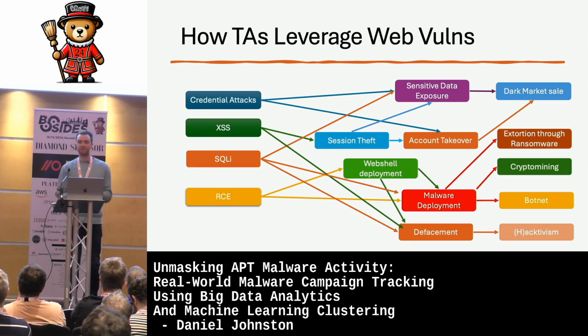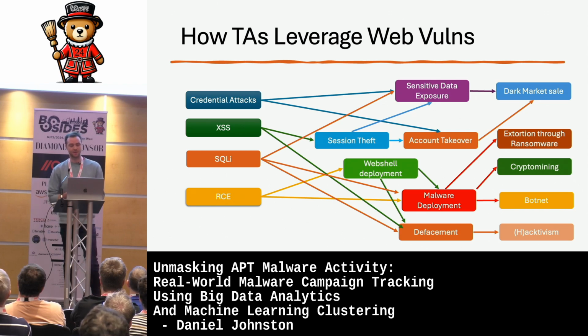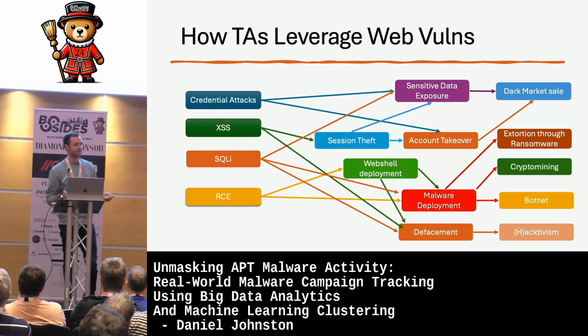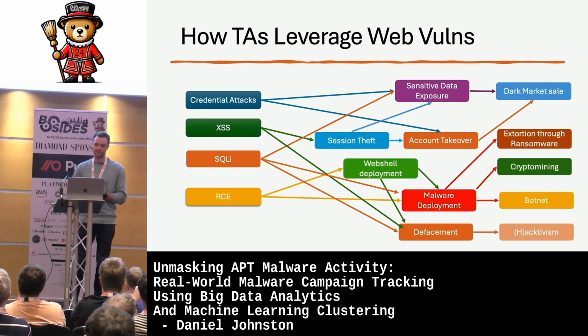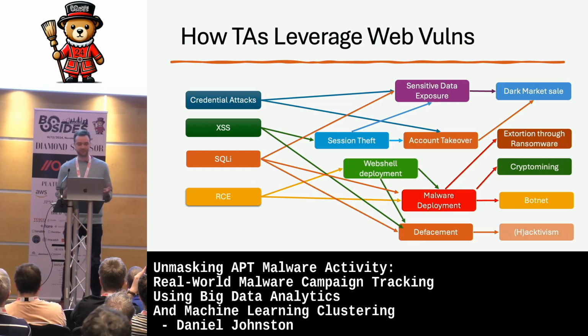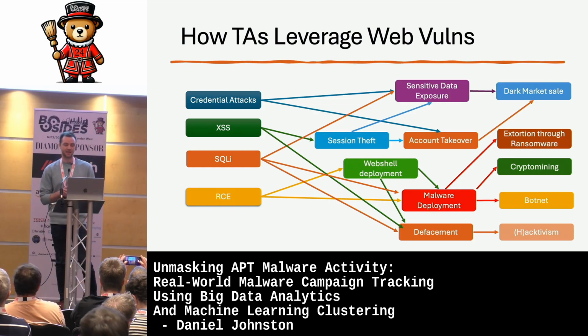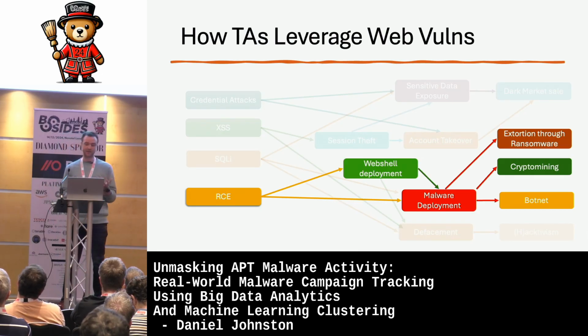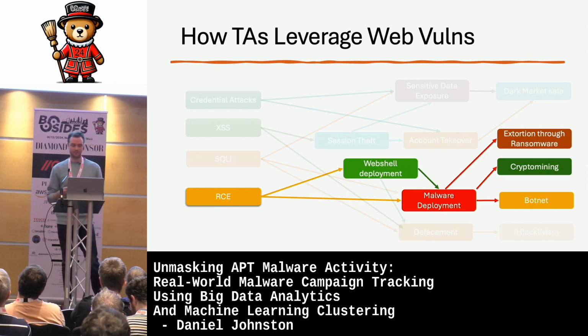So I want to talk a bit about how threat actors can leverage web vulnerabilities for their own malicious gain. In our work at Imperva, we see many different threat actors leveraging many different types of web vulnerability for various different objectives in the pursuit of an ultimate goal. I don't have time to go through all of the different attacks with the different objectives, but I want to focus on RCE web vulnerabilities in the pursuit of malware deployment to achieve objectives like ransomware, deployment of crypto miners, and botnets, just for example.